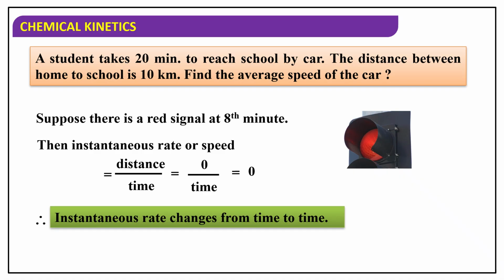Suppose you move from your home and exactly after 5 minutes you want to check the speed of your car at that exact time point. That speed is called instantaneous speed. You can read the instantaneous speed of a car from the speedometer fitted in your car. The speed shown by the needle of the speedometer is called instantaneous speed.